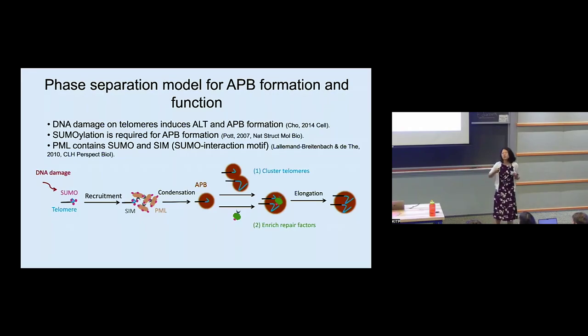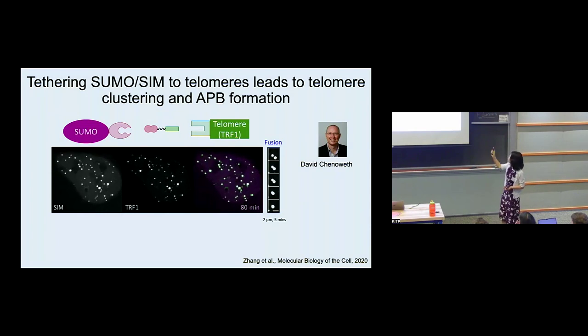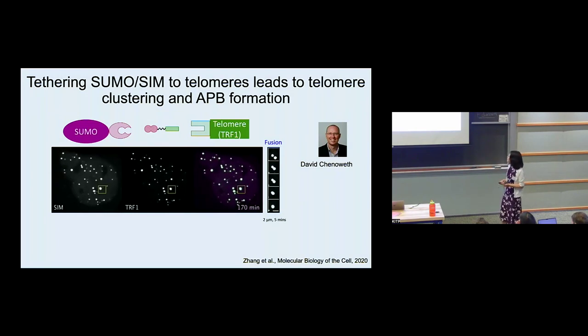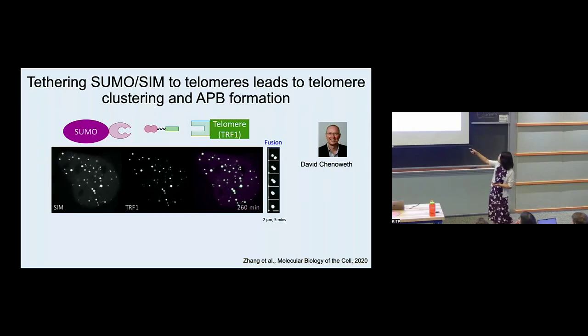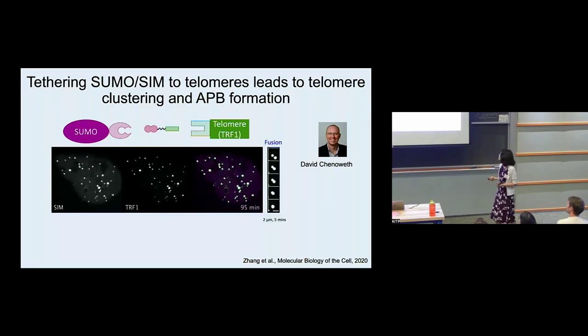So we use a bottom-up approach to do this. What we do is we artificially enrich SUMO on the telomere without DNA damage and see what we can gain by simply having SUMO on them. So we collaborated with David Chenoweth and developed this chemical dimerization system where you have a small molecule that will simply dimerize two proteins together. And so if we do this by tethering SUMO or SIM to the telomeres, we can produce movies like this where you can see the SUMO is enriched on the telomere first, and then you will start to see signatures of phase separation around, and they start to fuse together.